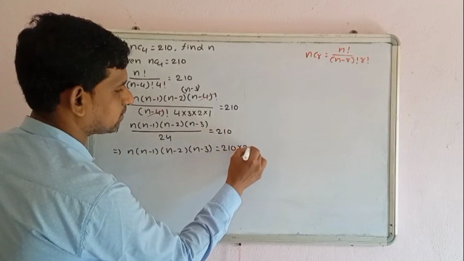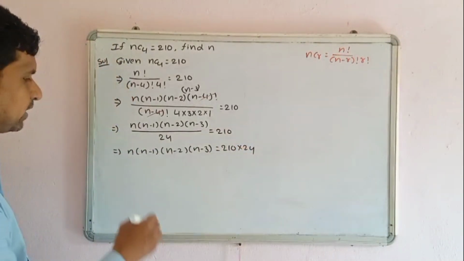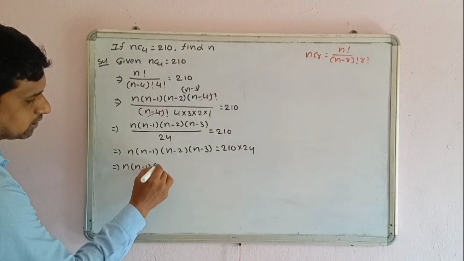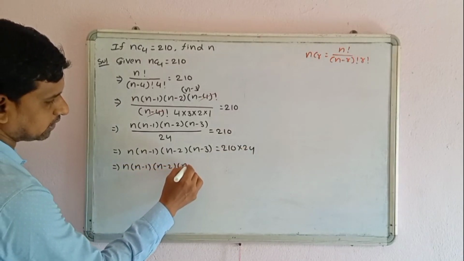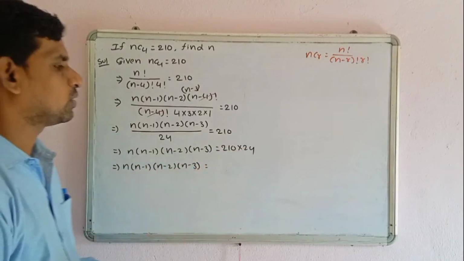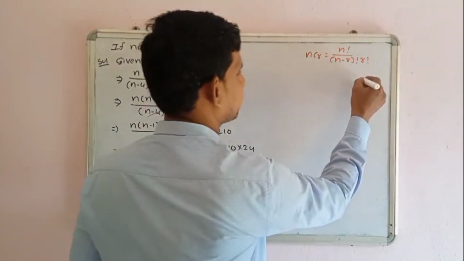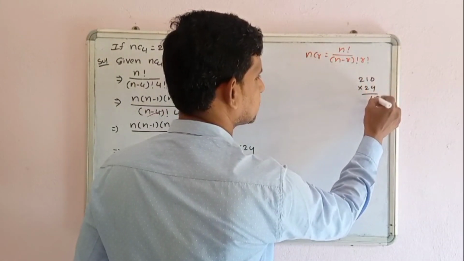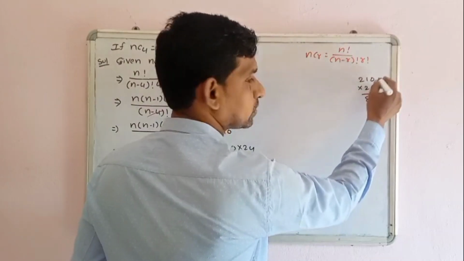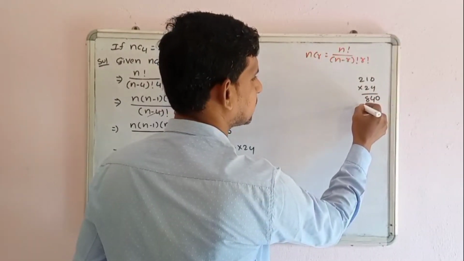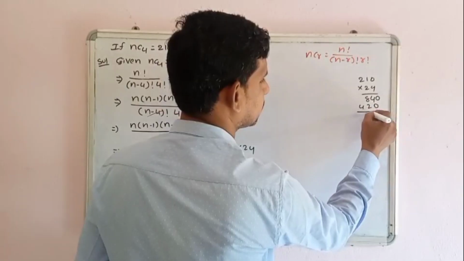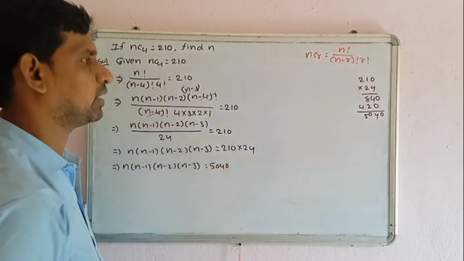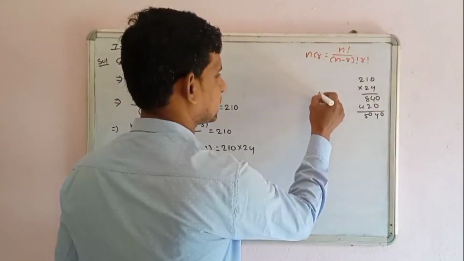So n into (n minus 1) into (n minus 2) into (n minus 3) equals 210. Transpose 24 to the right side and multiply with 24. That equals 210 times 24. See, 210 times 24: 4 zeros are 0, 4 ones are 4, 4 twos are 8; 2 zeros are 0, 2 ones are 2, 2 twos are 4. So we get 5040. Now do prime factorization.